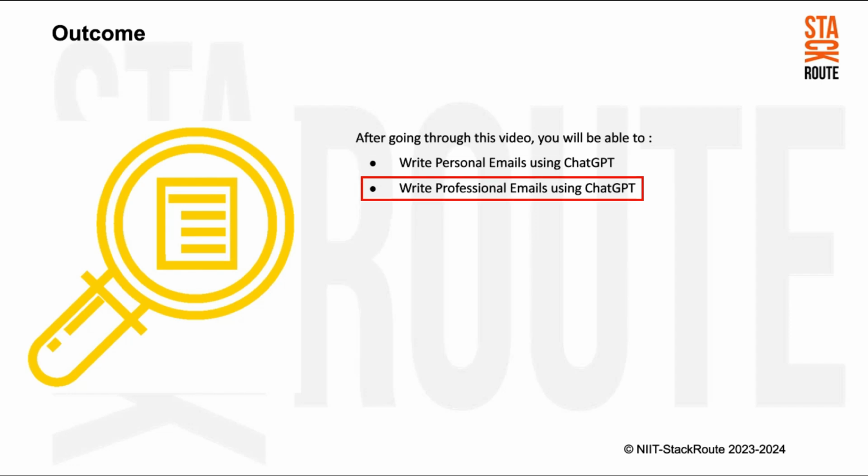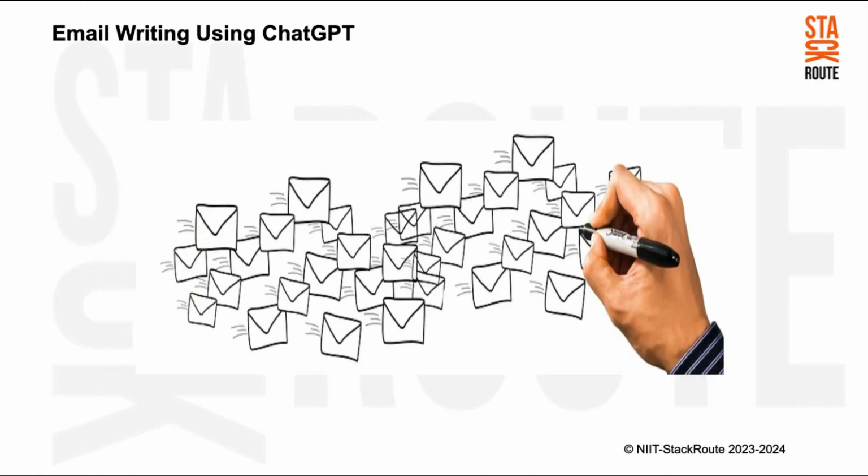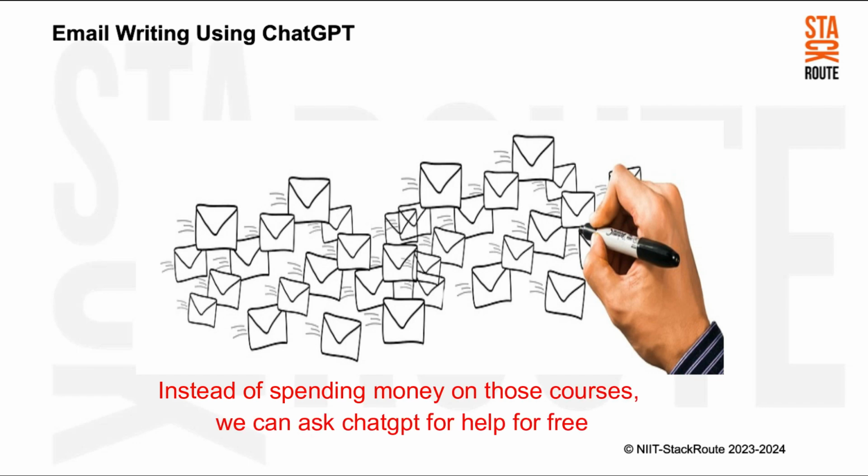professional emails using ChatGPT. Writing difficult emails is inevitable at some point in our careers, be it in our professional life or personal life. Whether it is saying no to taking on additional projects or asking for time off or to congratulate a friend for good news, it can be anxiety-inducing to write the email and then find the courage to hit send. Nowadays, there are many email writing courses in the market about how to write better emails. But instead of spending money on those courses, we can ask ChatGPT for help for free.